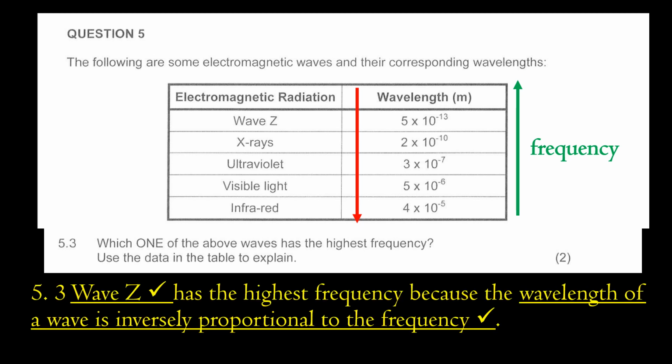So we would answer 5.3 by saying wave Z has the highest frequency because the wavelength of a wave is inversely proportional to the frequency. Look at the underlined words. Those are your keywords. Those are the words you need to mention in order to get full marks. This is a 2-mark question. You will get a mark for writing wave Z and another mark for mentioning the inverse relationship between wavelength and frequency.